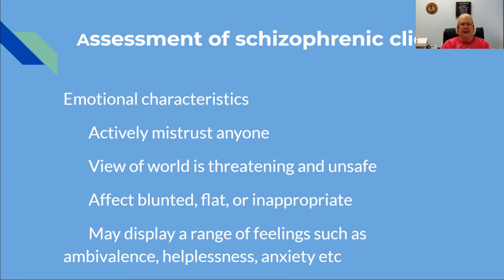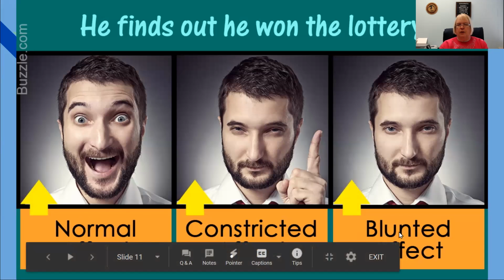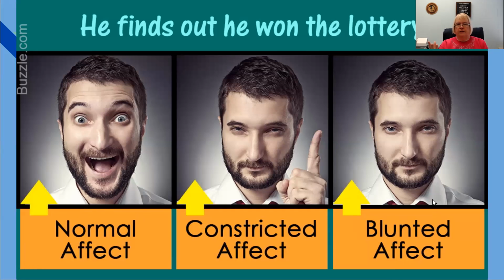They may display a range of feelings such as ambivalence, helplessness, anxiety, and the list goes on. Here is a normal affect, a constricted affect, and a blunted affect for winning the lottery. Can you see the difference between the normal and the blunted? It is really huge. This is an affect of no response to the fact that they just won a lot of money.